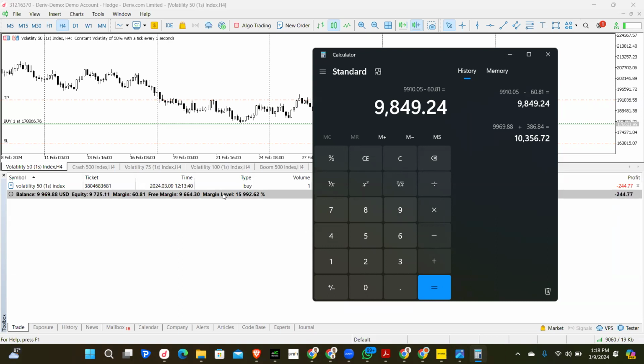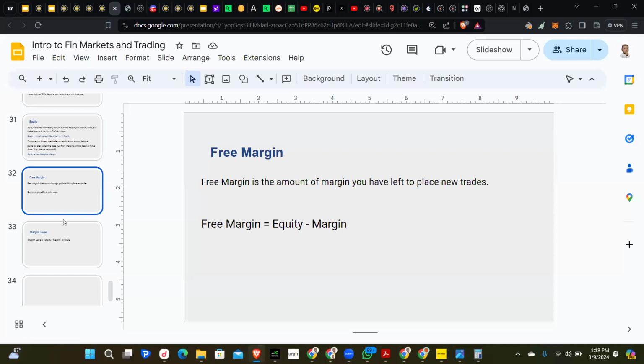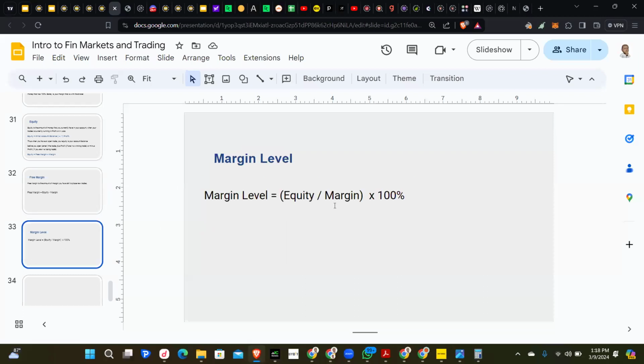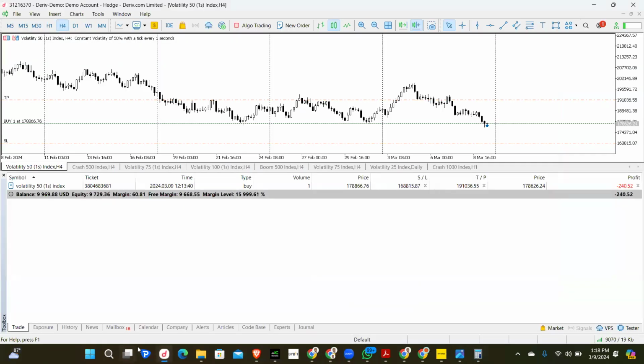Then for the margin level, once you do equity over margin times 100%, you can get the margin level. But you see that some of these things you don't actually need to calculate on your own, because your broker is already doing the whole calculation for you. So now our margin is 60.